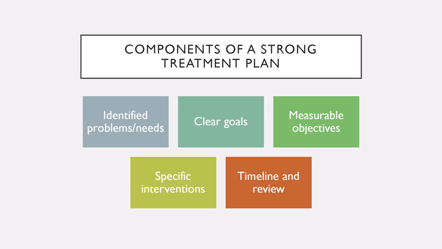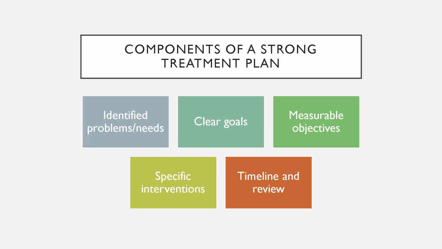So, for example, instead of saying client will improve coping skills, a good objective might be like client will identify and use 3 coping skills during high-risk situations. We want it to be more specific. And specific interventions, these are really critical for the client and for you. This is where you're going to define what you as the counselor are actually going to do in sessions. Maybe it's cognitive behavioral therapy techniques or relapse prevention planning, psychoeducation, or trauma-informed interventions.